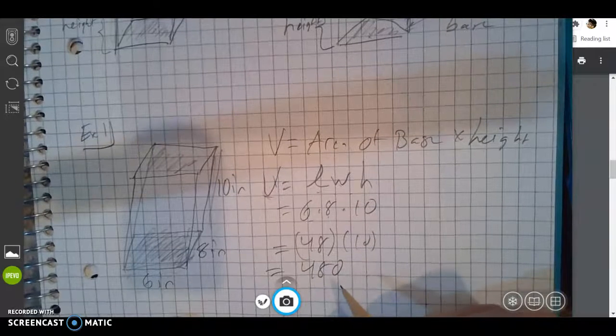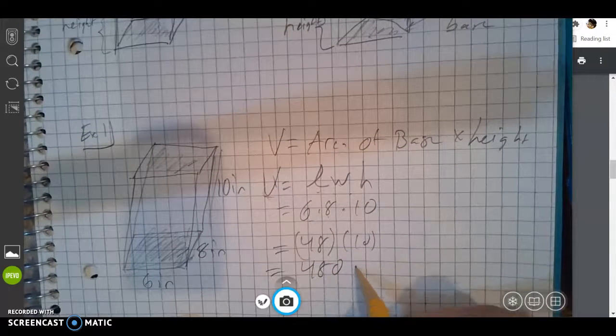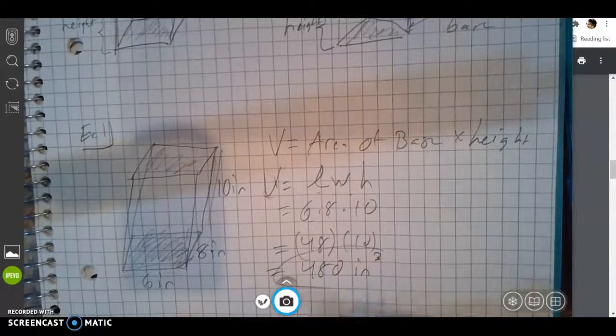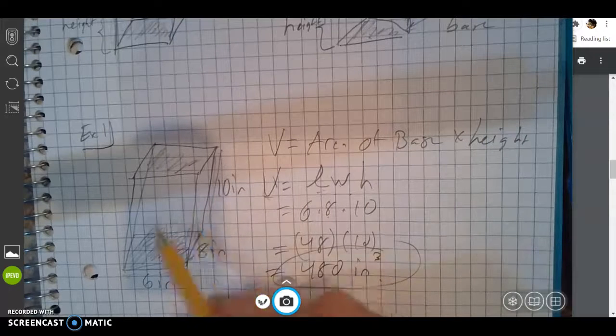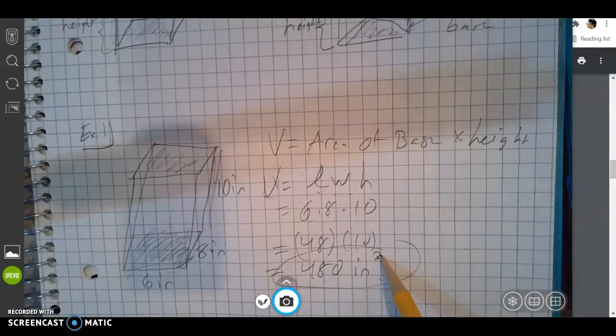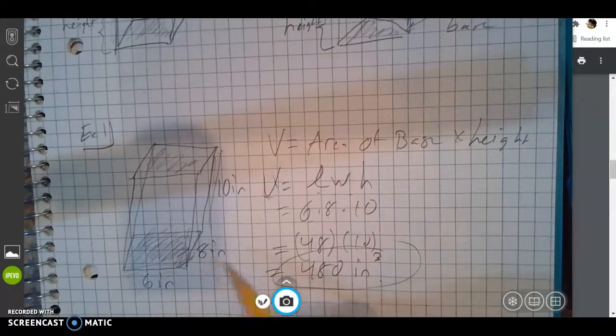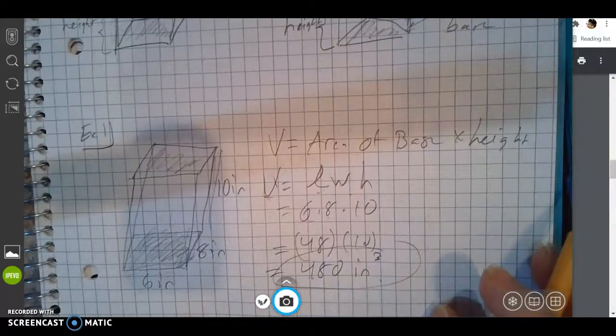How do you do the units? That's going to be inches cubed, cubic units, because you can think of it as three dimensions: length times width times height. It's a three-dimensional shape, so volume is to the third power. So 480 cubic inches go into that box right there.